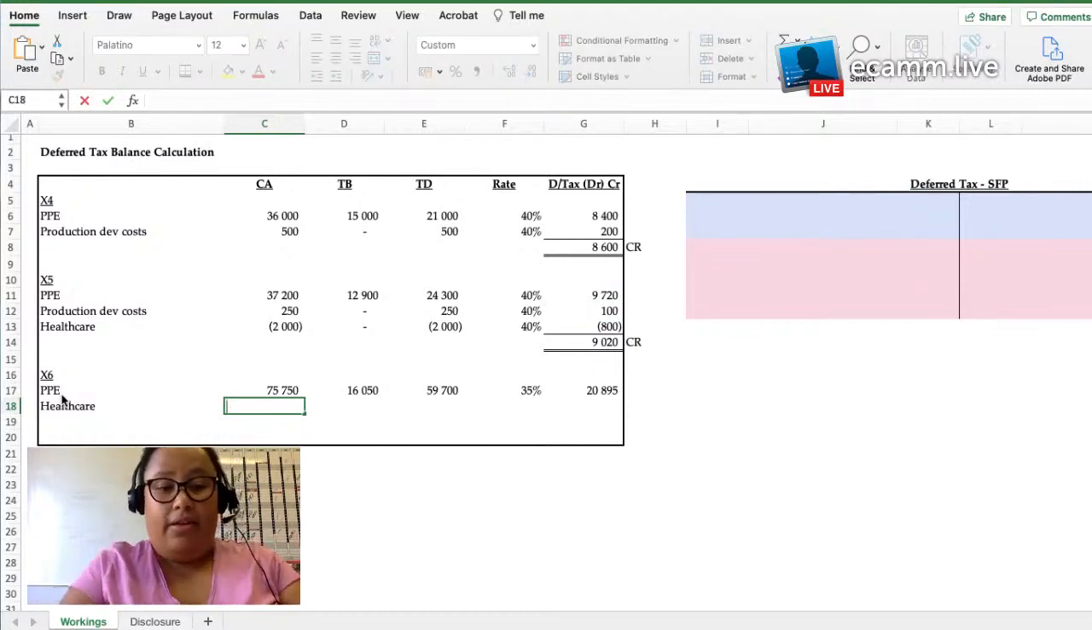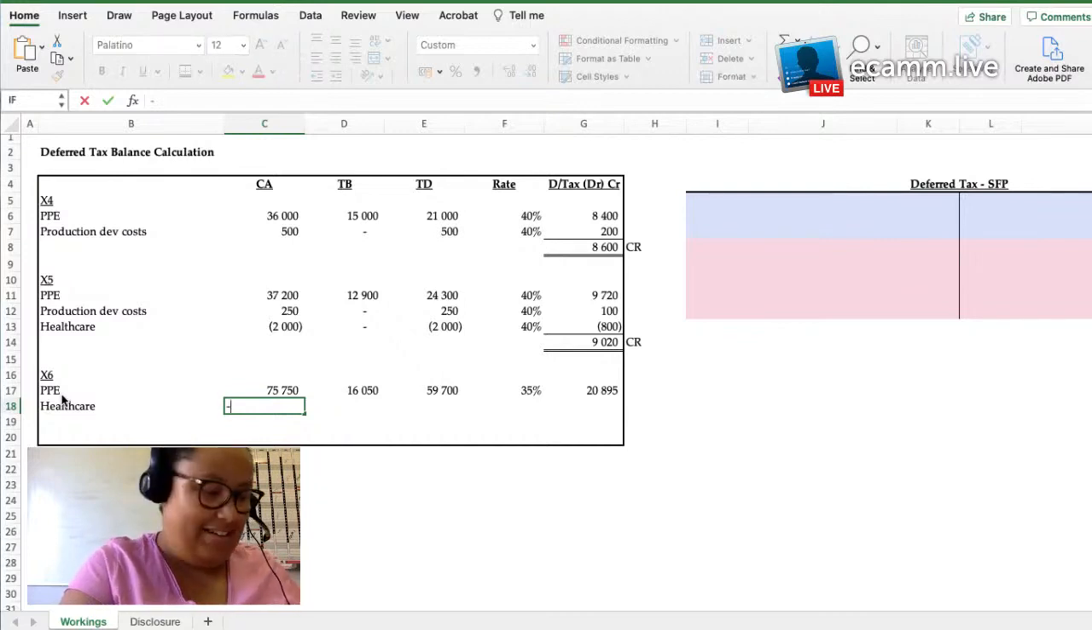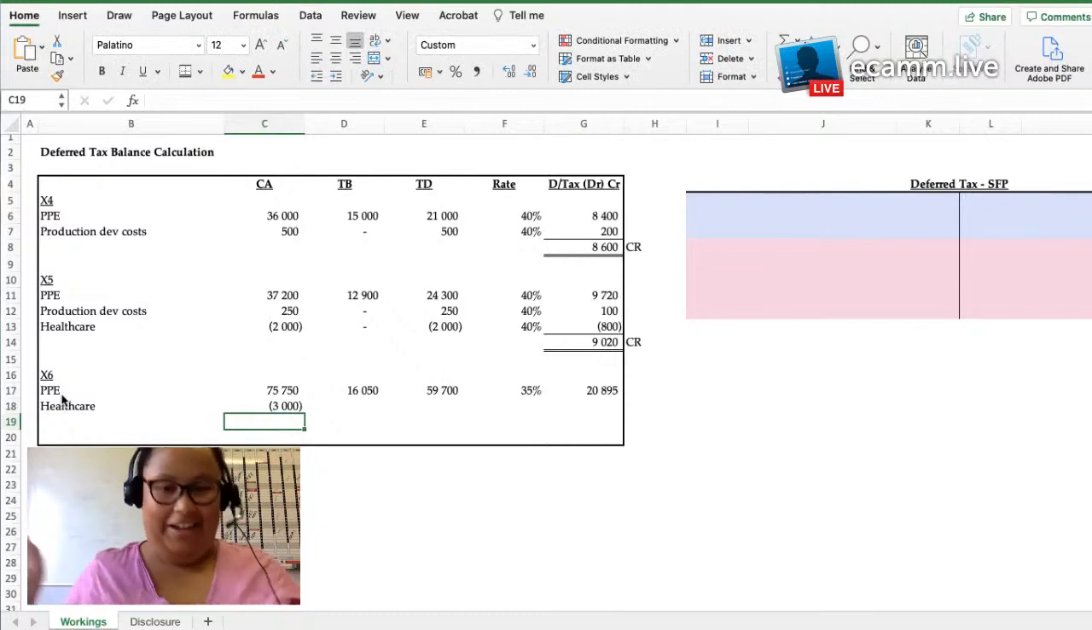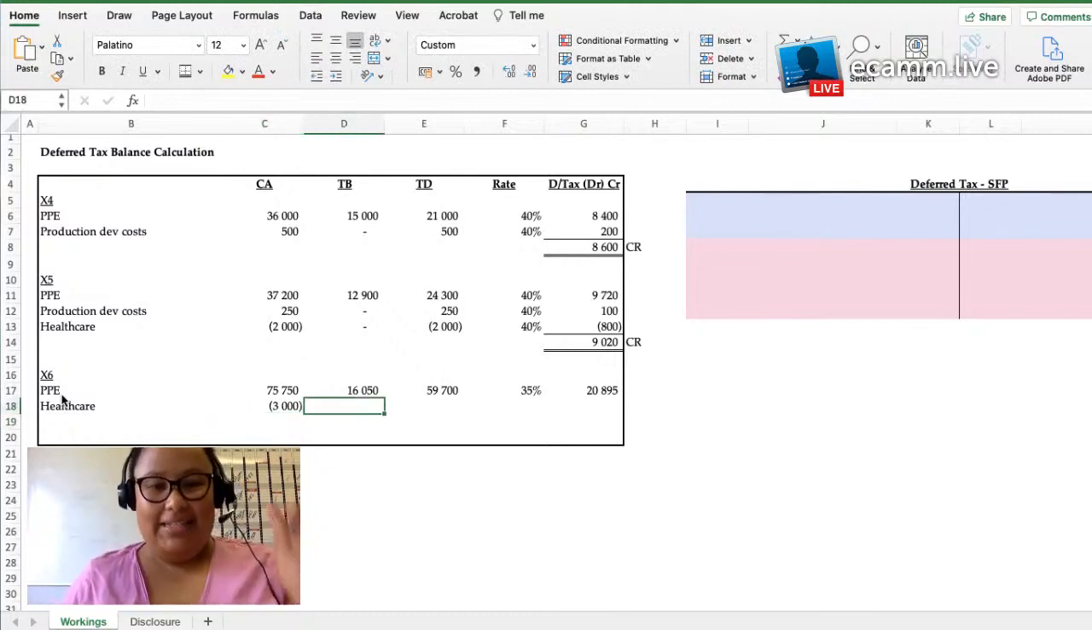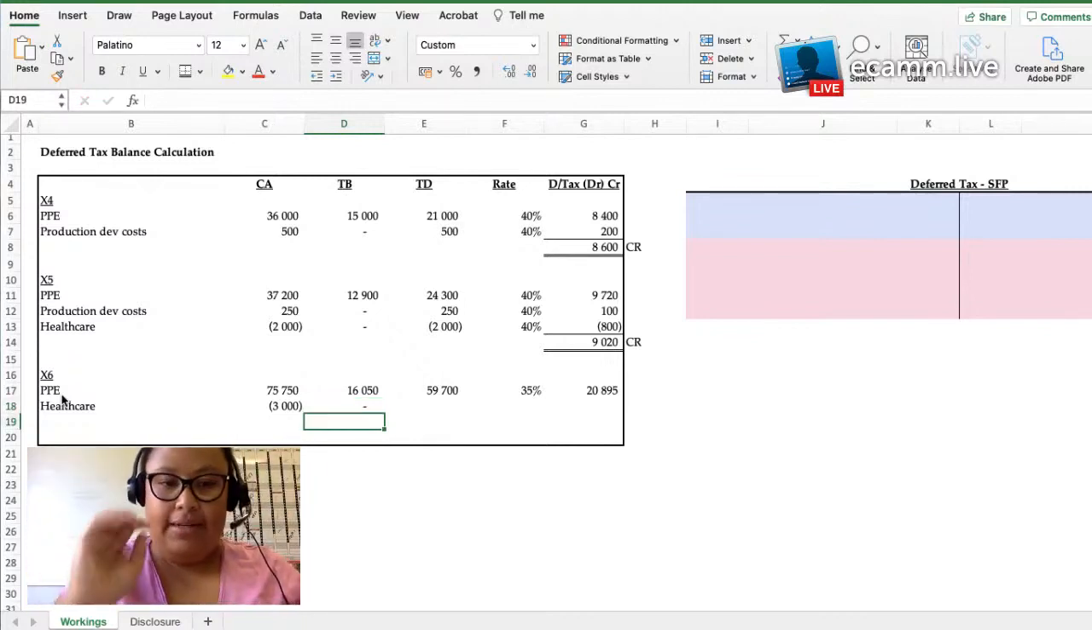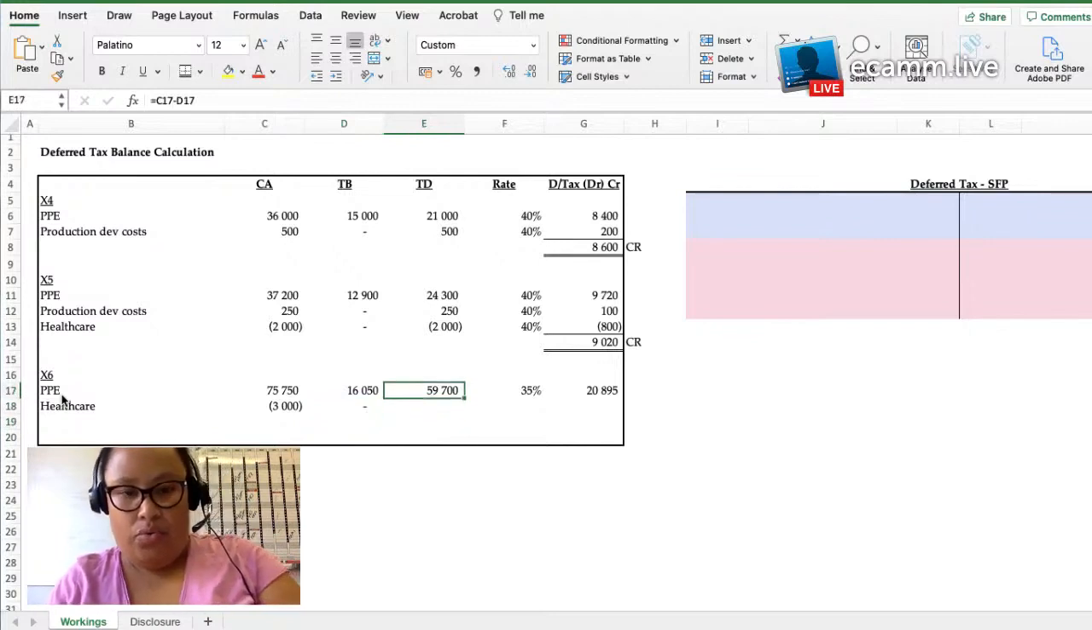So that would have been the movement. Sorry, I'm getting ahead of myself, just confusing myself. The carrying amount is 3,000. Tax base again, it's 0 because we're going to get deductions in the future. So carrying amount minus future deductions equals my tax base for a liability, 0.